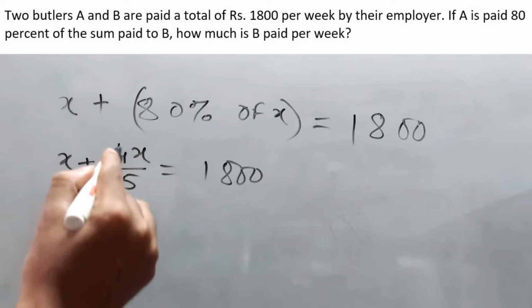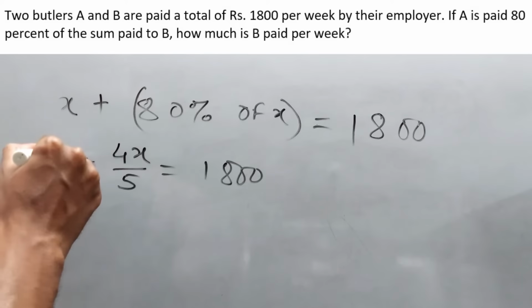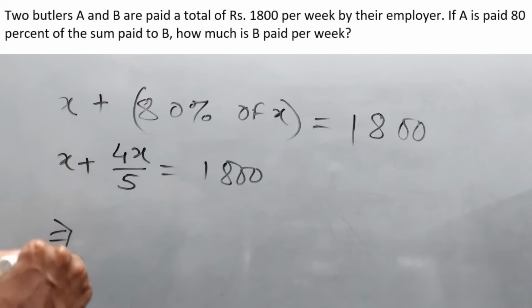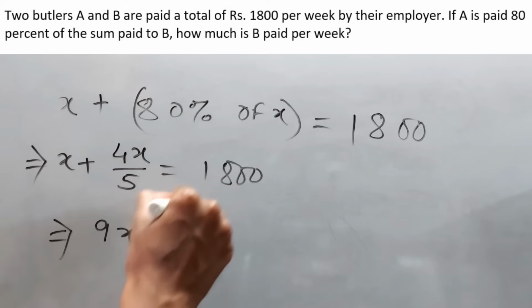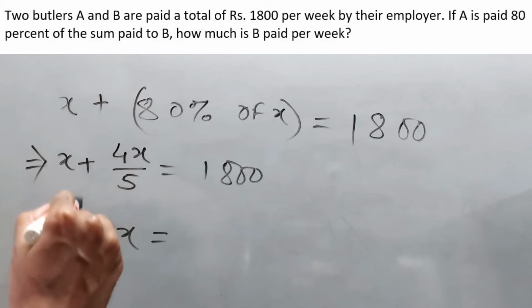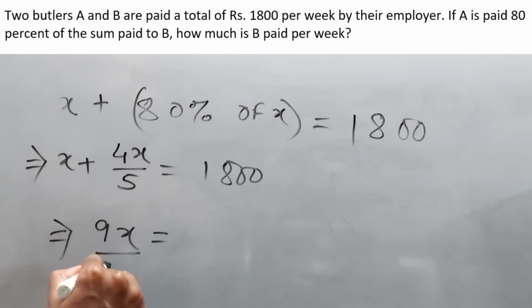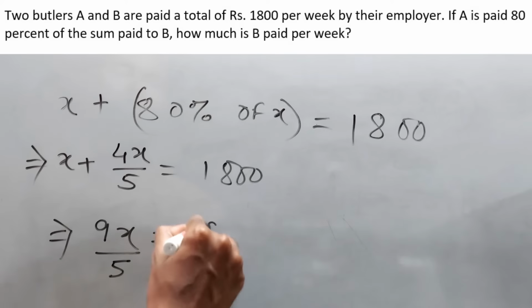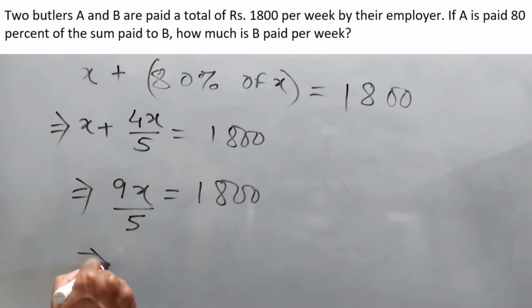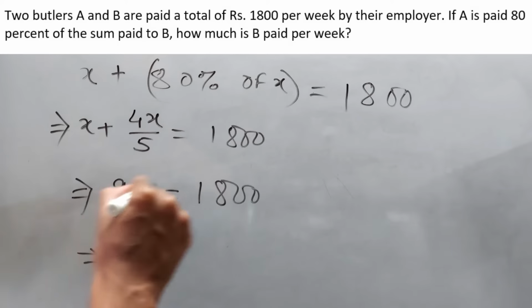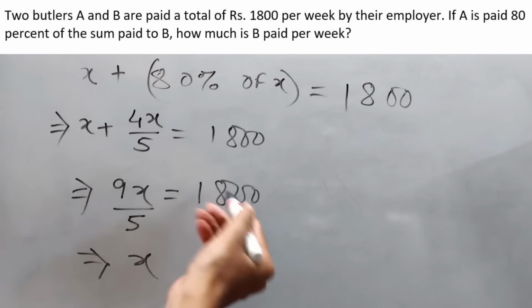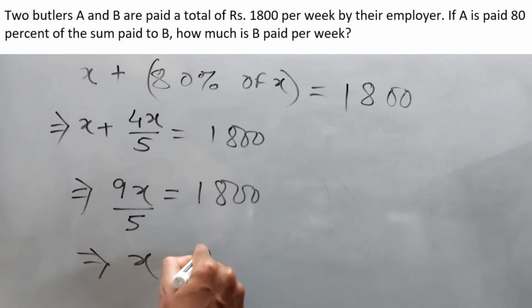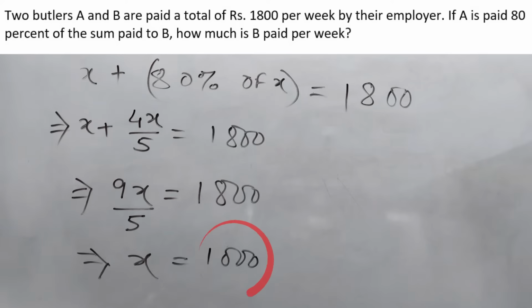Simple. X plus 80% of X is 4x by 5. Why? 80 by 100 is 4 by 5, right? We know this. This one is equal to 1800. Now if we add this, 5x plus 4x is 9x, equal to 1800 into 5, or maybe we can put this here, which implies 2x is equal to 9 2s is 18. That means 200 into 5 is 1000. Make sense?